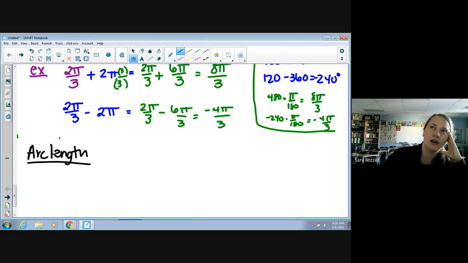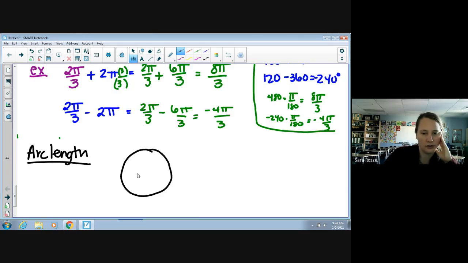If you were asked for the arc length, what do you think they're asking you to find? The length of the arc, which is just a specific section of the exterior of a circle. So the arc length, if I had a circle like this, my arc length for this specific problem is going to be, what is this distance right here?